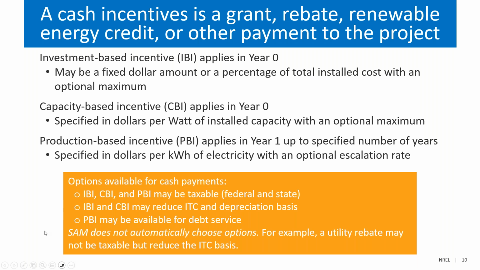And again, SAM doesn't automatically choose these options. There just isn't a good source of information that the software could use to make that choice automatically for you. So for example, if you're modeling a utility rebate that is not taxable but does reduce the ITC basis, you have to be sure to choose the correct options for that.